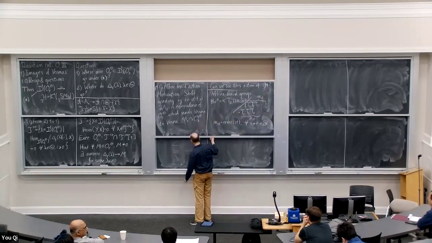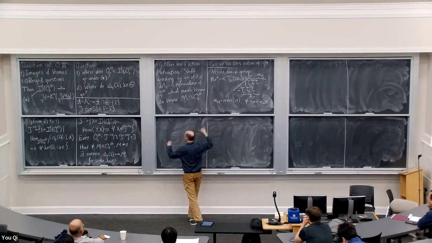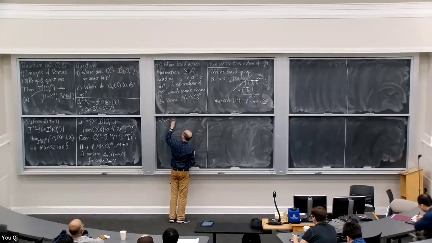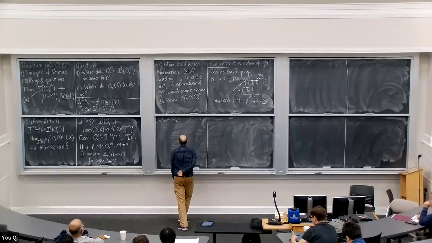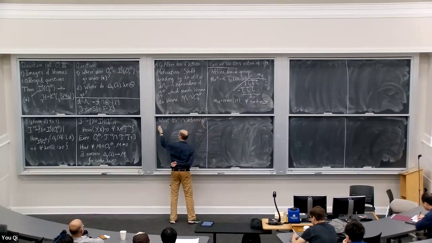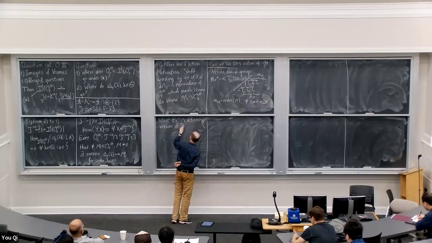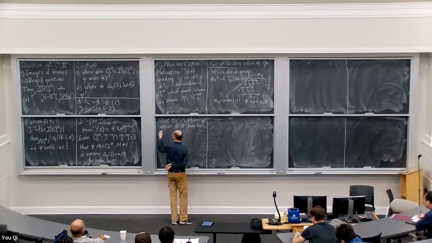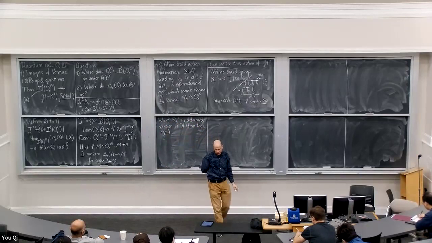So what I'm going to do, I want the action of the affine braid group on a deformed version of H, which is going to be, so to say, local at zero. Let me explain what this deformed version is.